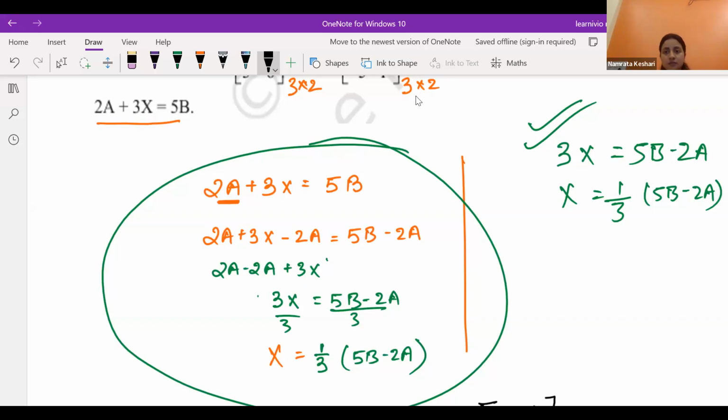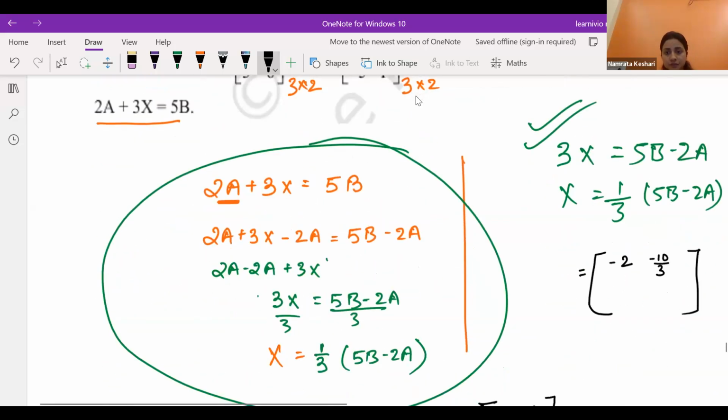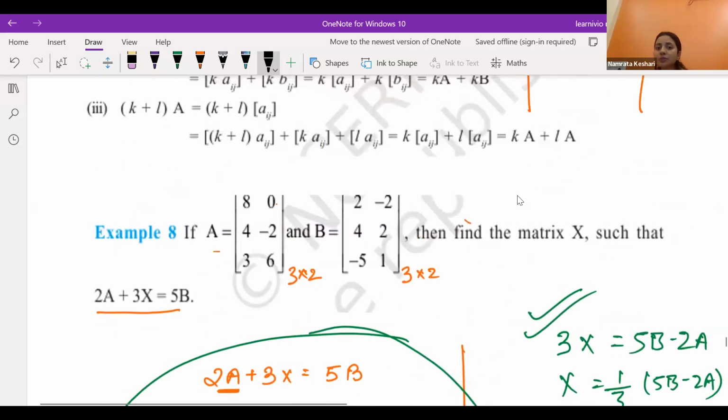So then we'll get minus 2, minus 10 by 3, 12 divided by 3, that's 4, 14 by 3, minus 19, oh wait, no, minus 31 by 3, and minus 7 by 3. Okay, this is how we need to take out the value.